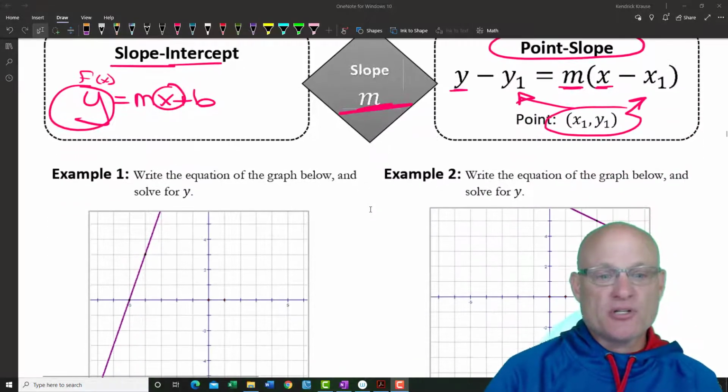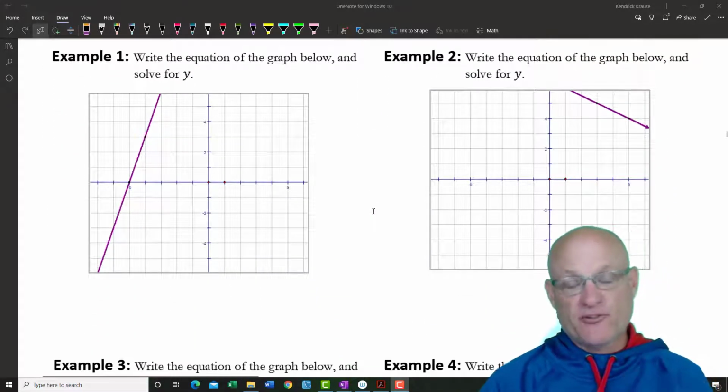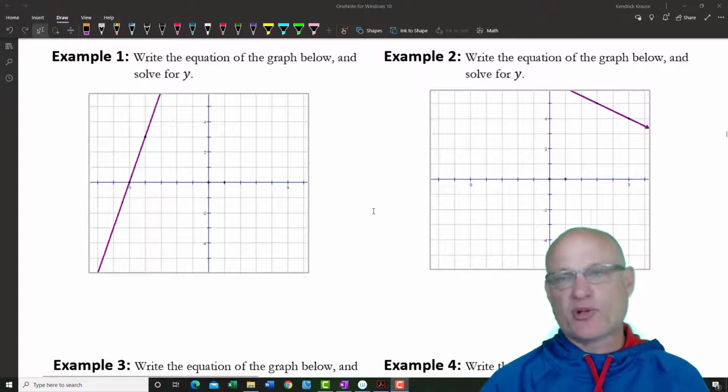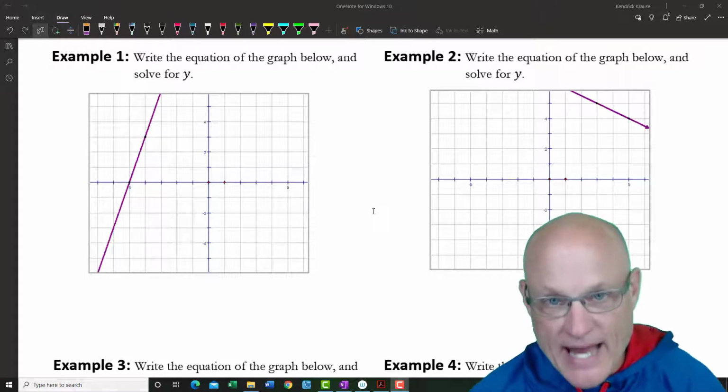Okay, so equations of lines are pretty simple. If you can see that, you can almost always see the slope. Slope's usually not the issue. But take a look at these two graphs. What can we not tell?